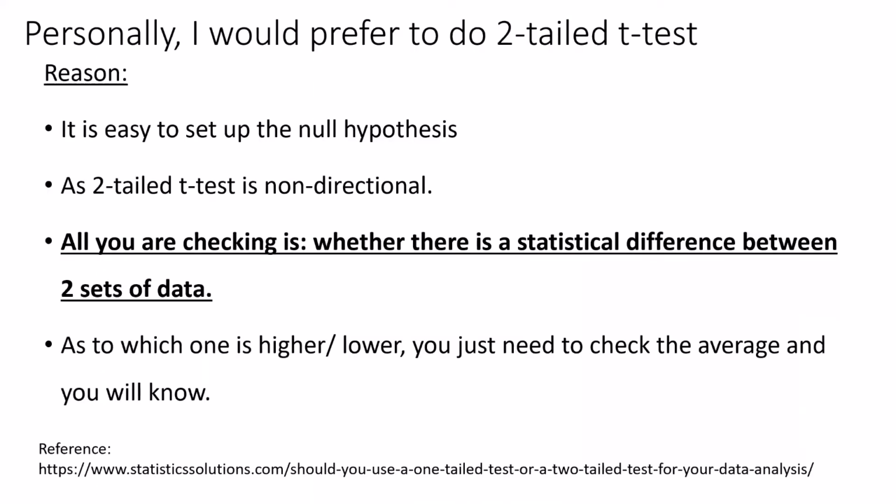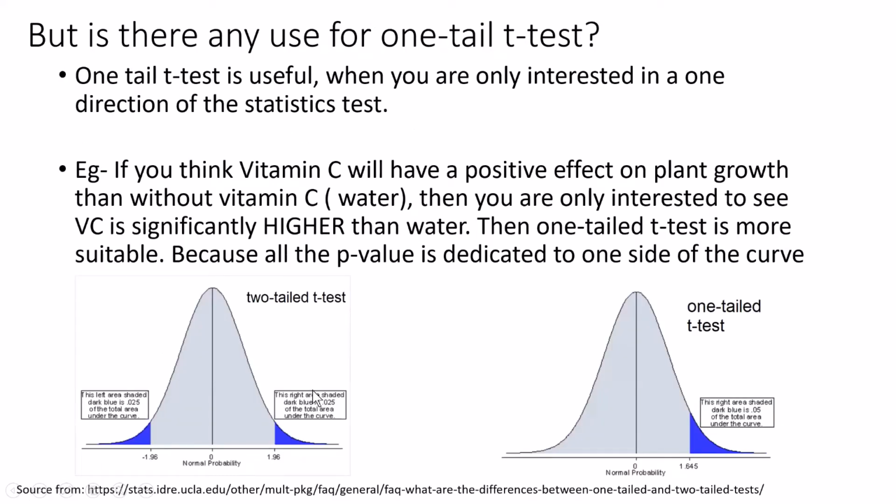Generally speaking, personally, I prefer to do the two-tail t-test because I find it slightly easier to set up the null hypothesis, as the two-tail t-test is non-directional. Basically, all I'm checking is whether there's a statistical difference between the two sets of data. As to which one is higher or lower, you can just check the average and you will know. However, easy and correct are different, right? So you should do the correct way. You will use the one-tail t-test when you know the direction of the comparison.